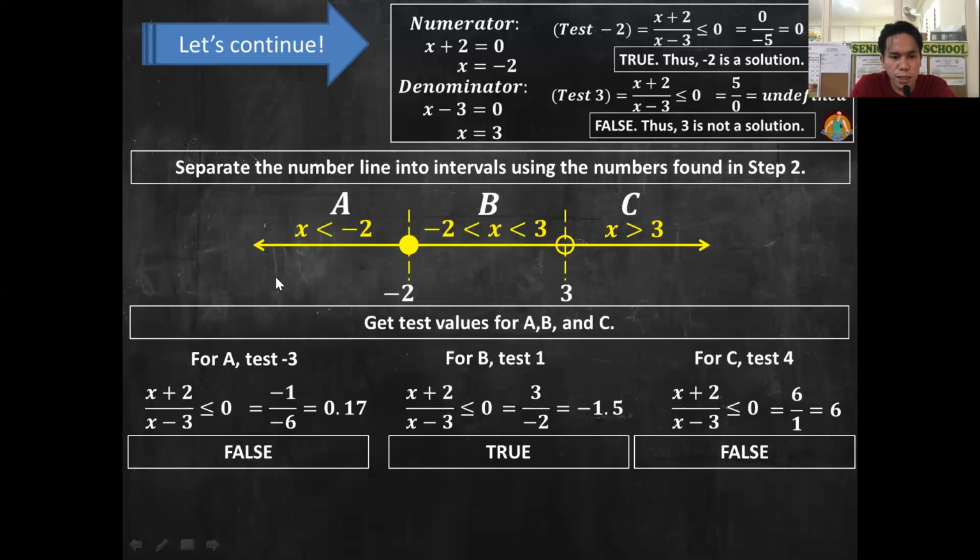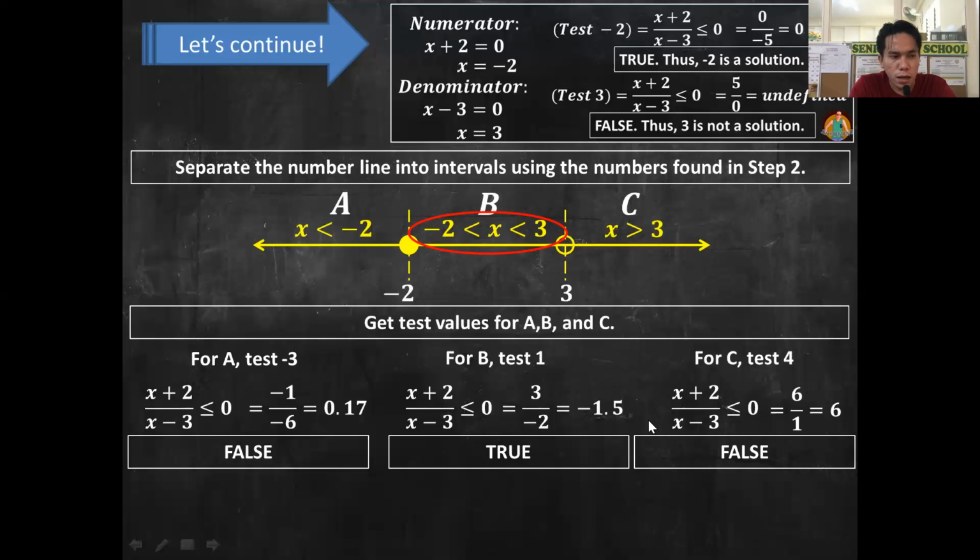Okay? So na-test na natin yung A, B, and C at nalaman natin na yung part of the solution lang, or yung true doon, ay yung letter B. Okay? So ibig sabihin, yung area B lang will be part of the solution. Ano yung area B natin? Our x there is greater than -2 and less than 3. So, dyan tayo magbe-base ng ating sagot. So, we can have our final answer.